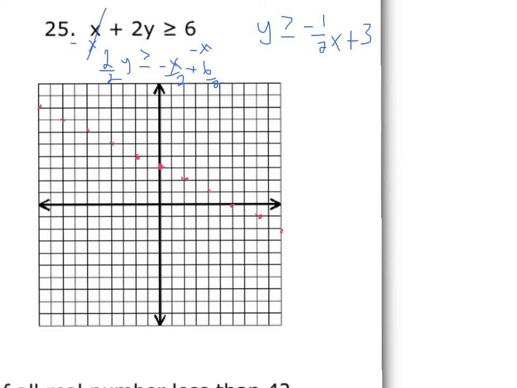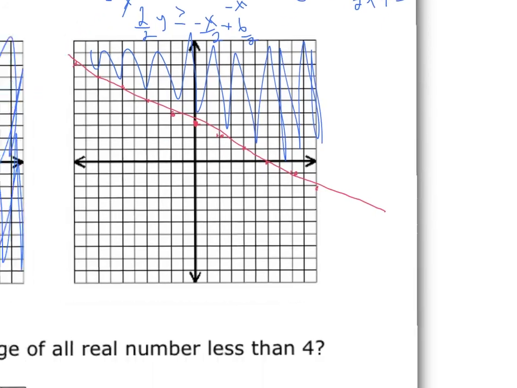So now we just have to decide what type of line am I going to use to connect the dots, and then which side am I going to shade, above or below. So we see that it's equal, so we will use a solid line. So I'm going to draw a solid line through, extending out a little. And we're saying that the values of y are greater, so that means it's everything above. So I will shade that area. That's it.